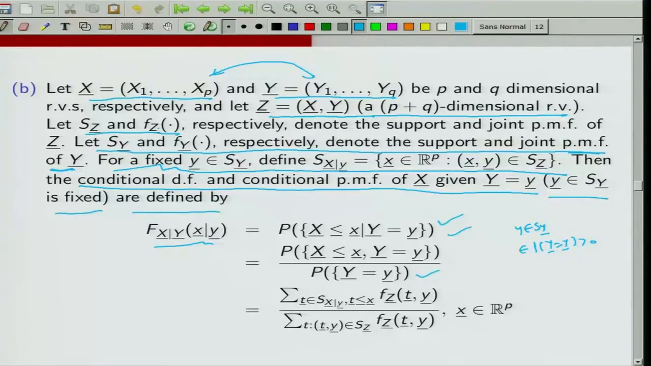So, what is this? This can be written as a union of singletons, which is the collection of all those t belonging to S_{X|y}, because S_{X|y} was the collection of all those x such that (x, y) belongs to S_Z. So, t belongs to S_{X|y} and t is less than or equal to x. I am summing over that f_Z(t, y). Probability Y = y is the marginal probability mass function of Y, which you can get by summing out the unwanted variable X, which is t over here. So, I am summing over the collection of all those t such that (t, y) belongs to S_Z.